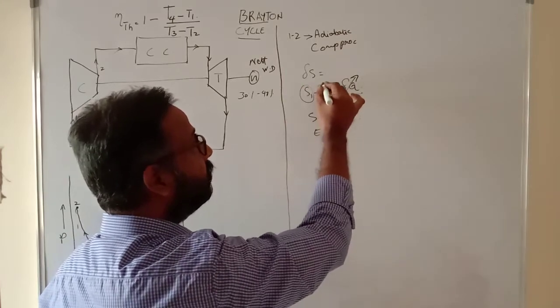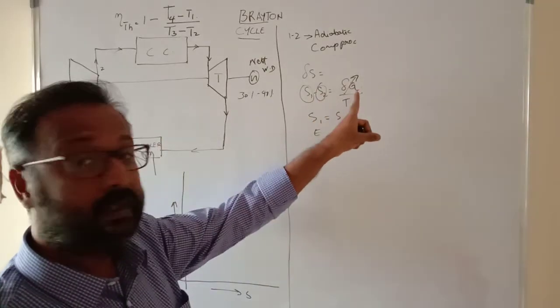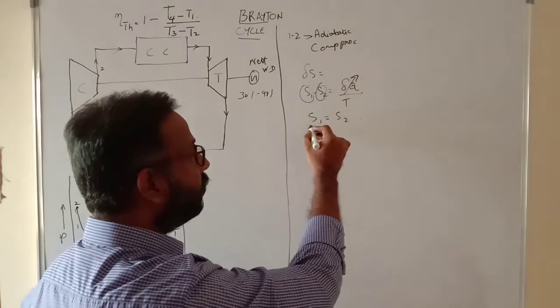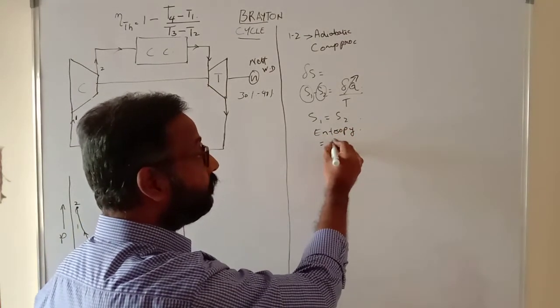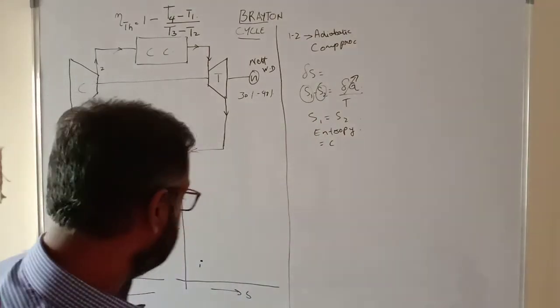S1 denotes the entropy. So the change in entropy will be 0. That means S1 is equal to S2. That means entropy is constant. So therefore, in an adiabatic process, the entropy remains constant.